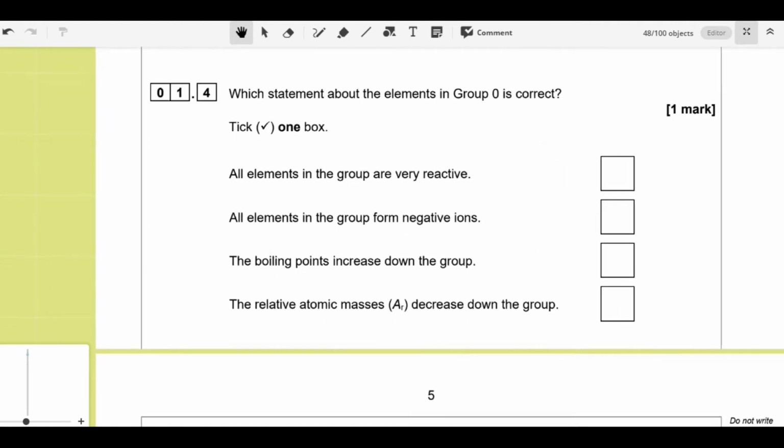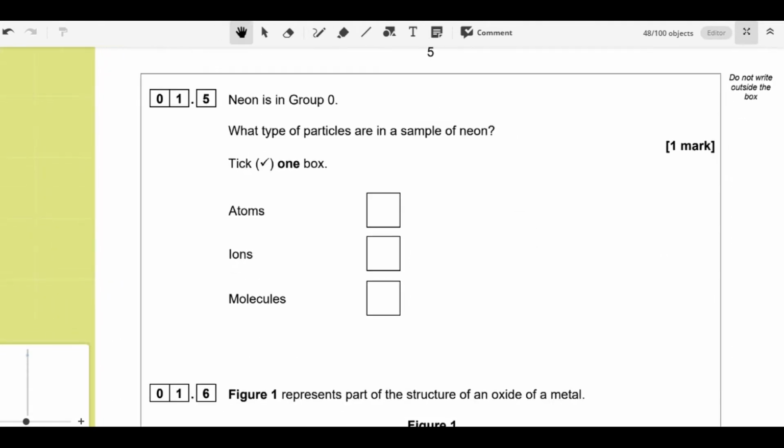Next question is about which statement about the elements in group 0 is correct. All the elements are very reactive, no, because they are stable. All elements in the group form negative ions, no. The boiling point increases down the group, we will see. The relative atomic masses decrease down the group. Actually here the boiling point increases down the group because the size of the atoms is increasing.